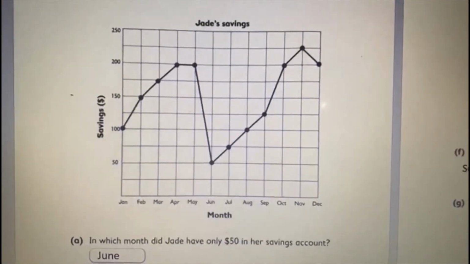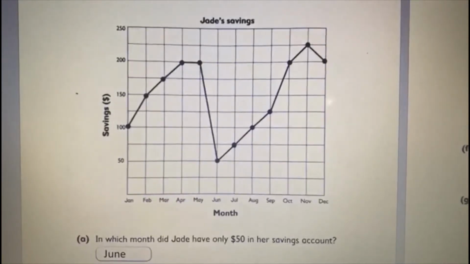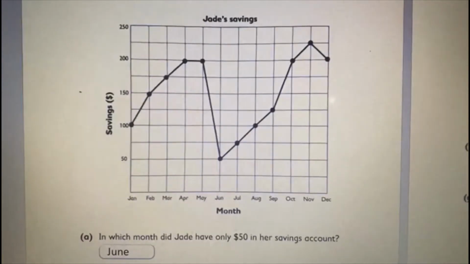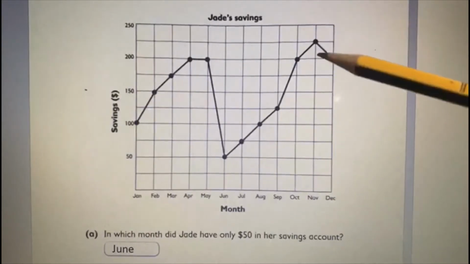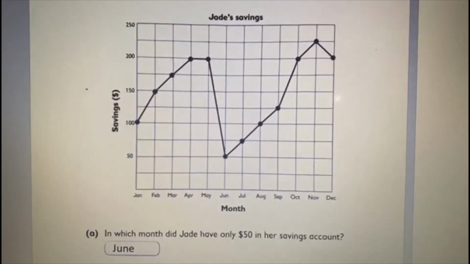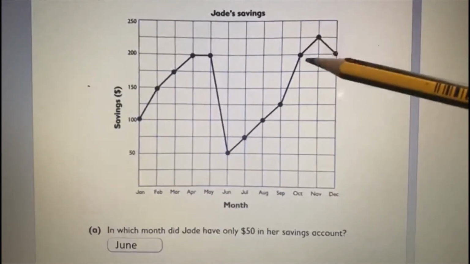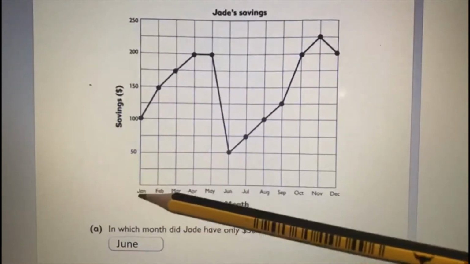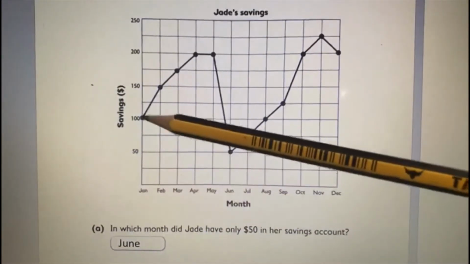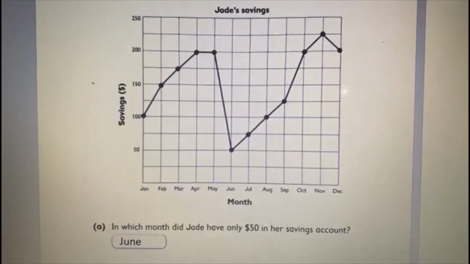Now a question. How much more money did Jade have in her savings account in October than in January? So we have to find how much savings she was having in October. Then after that you have to go to January also. So October, what was her savings? It is $200, and keep that there. Then go to January. How much was she having in January? $100.